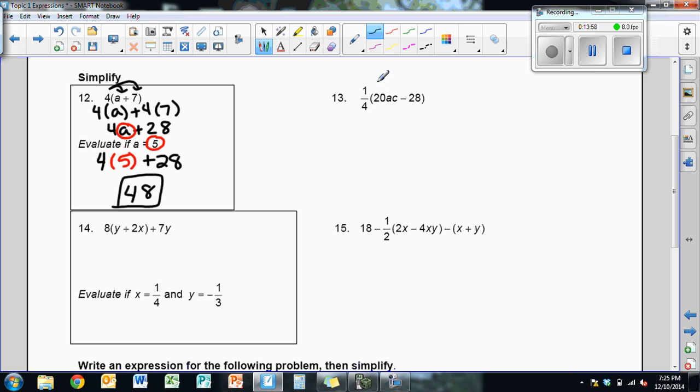Number 13 looks scary because of the fraction, but it's the same idea. We're still going to distribute. So I have 1/4 multiplied by 20ac minus 1/4 times 28.